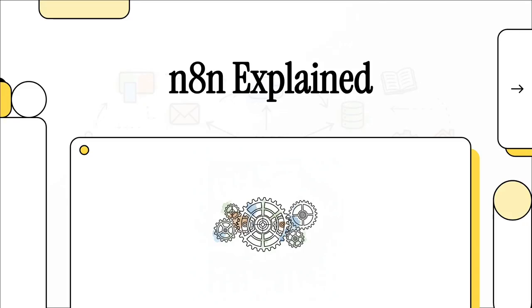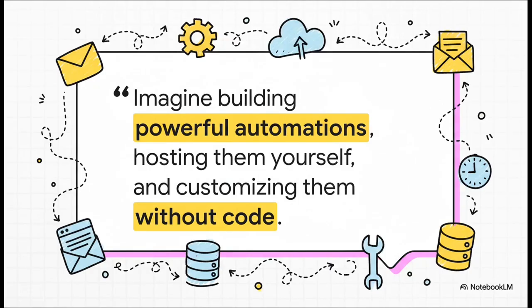All right, let's talk about one of the coolest tools out there for anyone who wants to automate, well, pretty much anything. It's called n8n, and it's an absolute beast of an open source platform. We're going to break down what it is, how you can use it, and figure out if it's the right tool for you. Just think about that for a second.